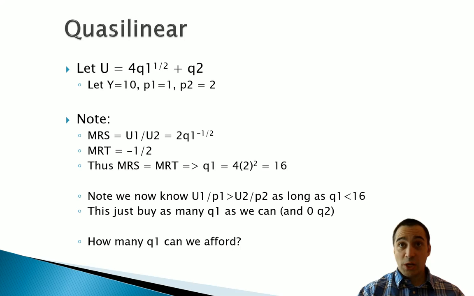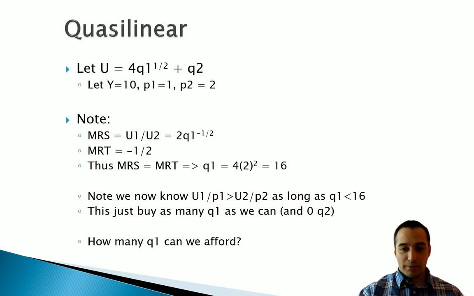So until we can afford 16 Q1, what should we do? Just dump all our money into Q1. How many Q1 can we afford with the current budget? Solve it out. Well, with $10 and each Q1 costs me $1, it looks like I can get 10 units of Q1. If I have 10 units of Q1, how many units of Q2 can I buy?